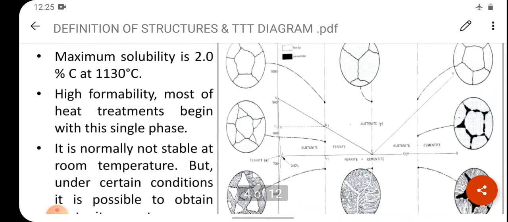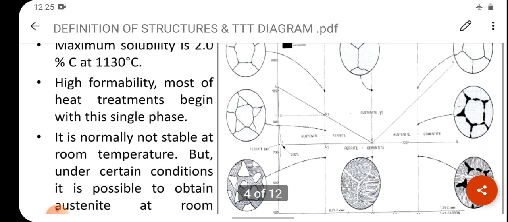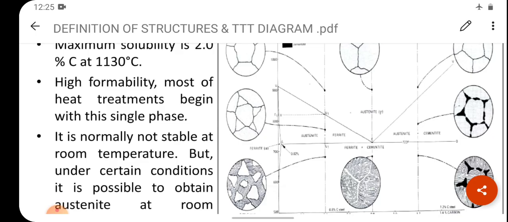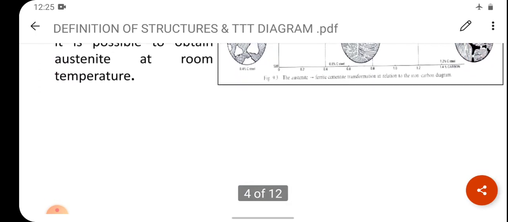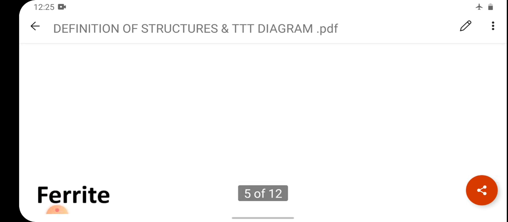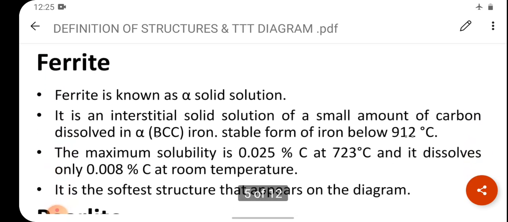Clear from this diagram? These are different microstructures at different temperatures and various percentages of carbon, that is 0.4%, 0.8% and 1.2% and so on. So now we'll discuss what is ferrite.